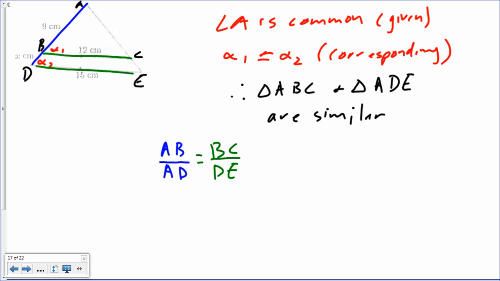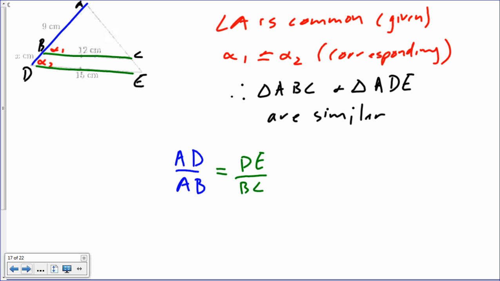So now we're going to do our sides. In fact, I'm going to flip this on its head because I want to get X and I want X to be on the top line. So I'm actually going to do AD over AB. It's exactly the same as what I wrote, except I'm just swapping them over. So that means DE over BC.